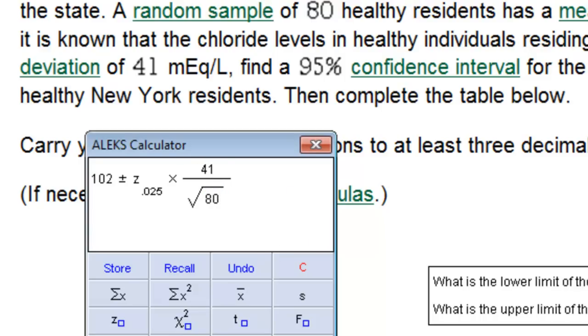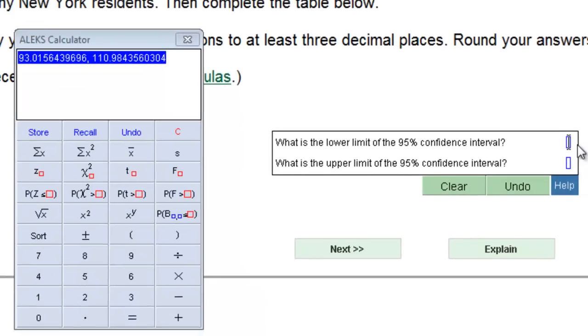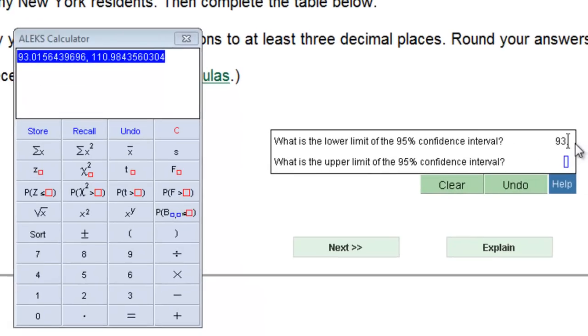And there is our interval. The lower limit is 93.016, and the upper limit is 110.984. And we have a 95% chance that the mean is actually in there.